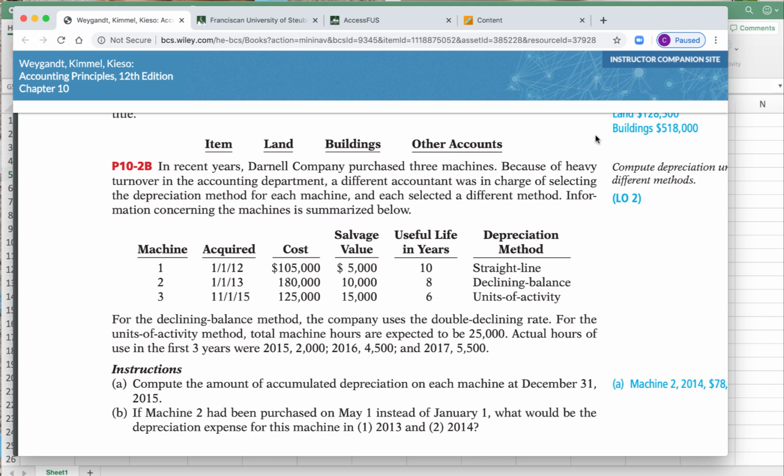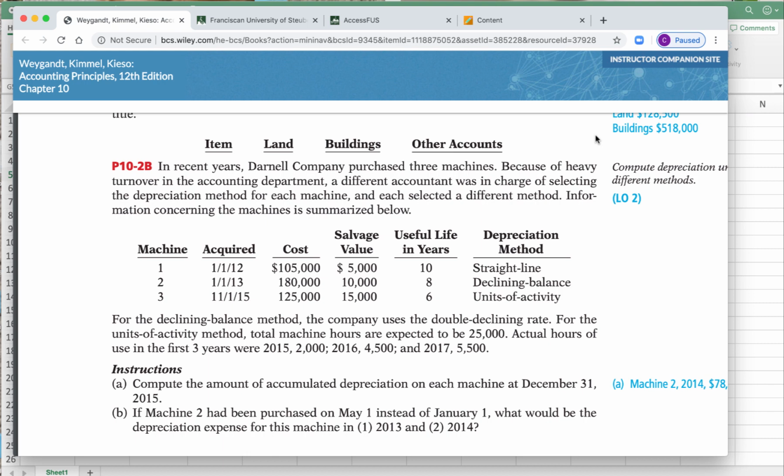Okay. So what we have here is problem 10-2B. Darnell Company purchased three machines, machine 1, machine 2, machine 3. Notice they were acquired at different times. One was acquired at the beginning of the year of 2012. Machine 2 was acquired at the beginning of the year in 2013, and machine 3 was purchased in November of 2015.